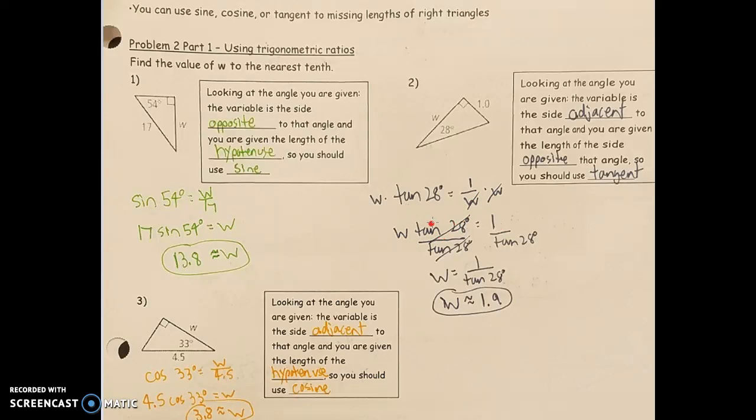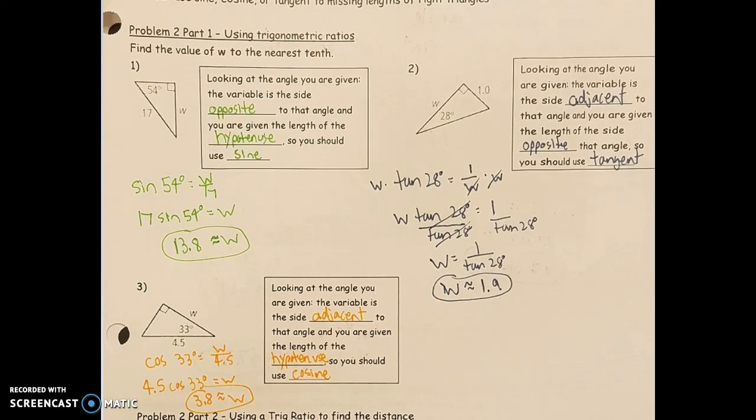And if I'm ever trying to isolate for W, so if I want to move this tangent of 28 degrees, I can't just divide by 28. This tangent of 28 degrees, you want to think of as an expression that has to stay together. So instead of just dividing by 28, I divide both sides by the tangent of 28, and that gives us that W is equal to 1 over tangent of 28. And this, again, we can just punch into the calculator. 1 divided by tangent of 28 degrees should give us about 1.9.